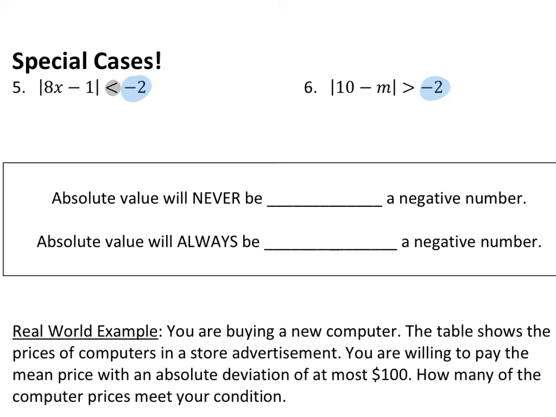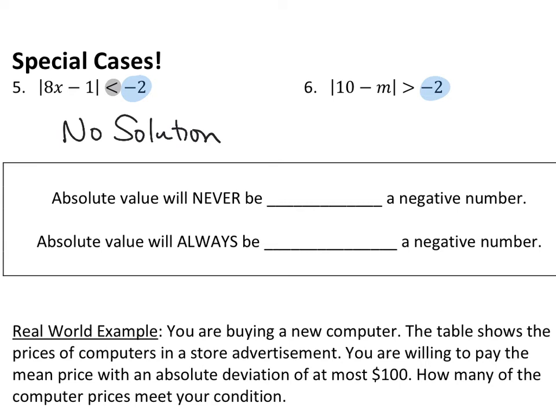This symbol says less than. Can absolute value ever be less than a negative number? Think about it. Can absolute value, which always has to be positive, be smaller than a negative number? No, there's no way it can be less than a negative number. So if you have a less than symbol, you're going to be able to say no solution, full stop, done, because absolute value can never be negative. So it can't be smaller than a negative number. That would mean it's negative.